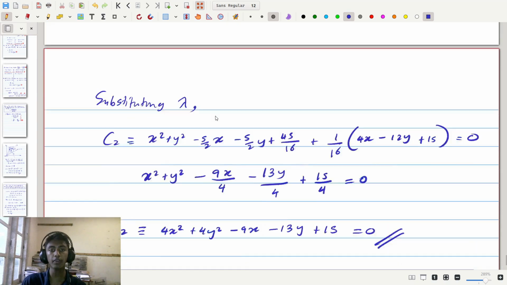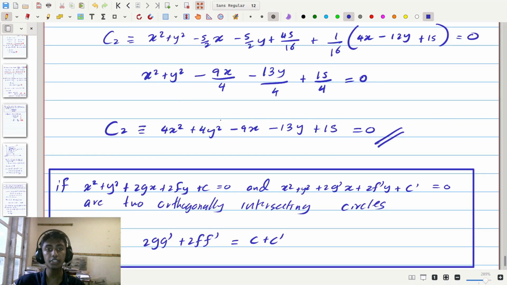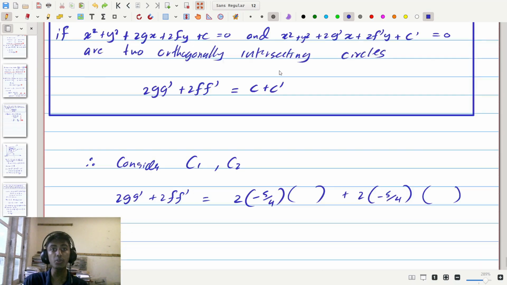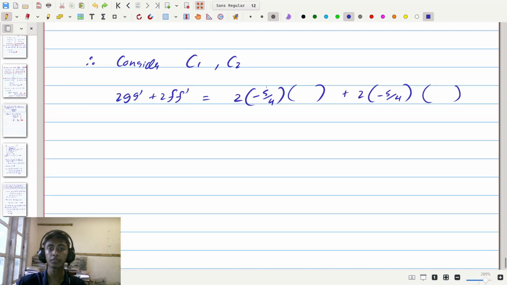If we consider the second one, however, in the second one we have 2g' being equal to negative 9 over 4, so we actually divide by 2, meaning that g' is equal to negative 9 over 8. Similarly, f' is going to be equal to negative 13 over 8. So we have negative 9 over 8 and negative 13 over 8. Now if you simplify this down, both of these are going to have a denominator of 16, so we can write divide by 16 and divide by 16.